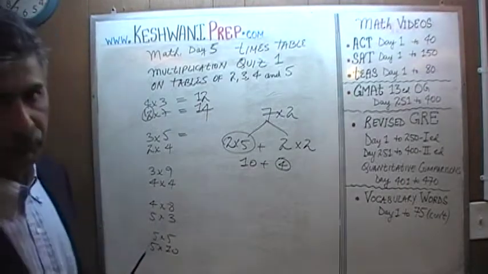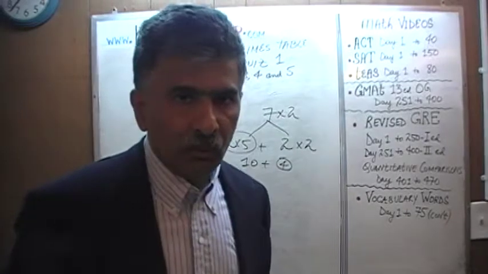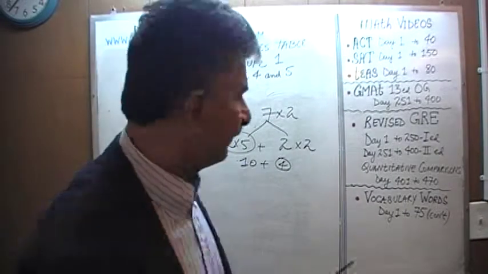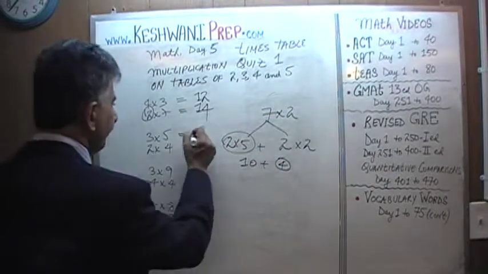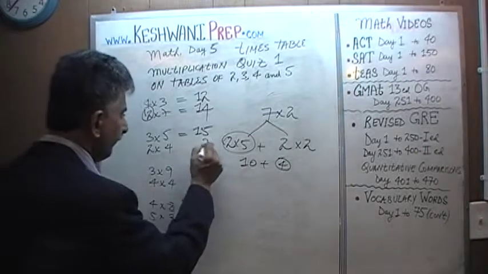How about 3 fives? Well, counting by 5 is very easy, isn't it? It's like adding up nickels. 1 nickel plus another nickel is 10 cents. And if you have 1 more nickel, 3 nickels are 15 cents. 3 fives are 15. How about 2 fours? 2 fours are 8.